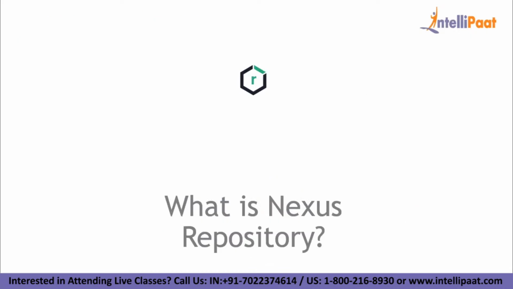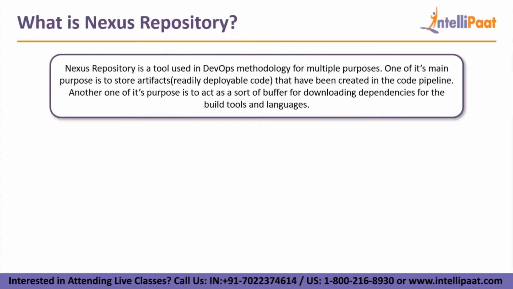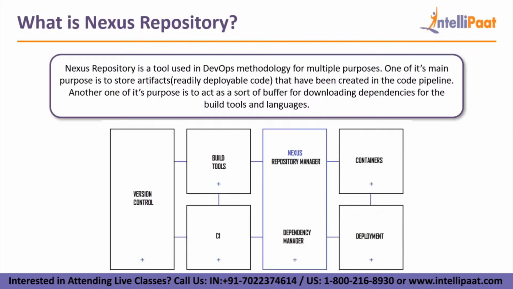Guys, now that we have understood what an artifact is and what an artifact repository is, we can go ahead and see what a Nexus repository is. Nexus repository is a tool used in DevOps methodology for multiple purposes. One of its main purposes is to store artifacts, the readily deployable code which we learned about before, that have been created in the code pipeline. Another purpose is to act as a sort of buffer for downloading dependencies for the build tool and languages. Basically, Nexus is a repository manager. It's an artifact repository manager.